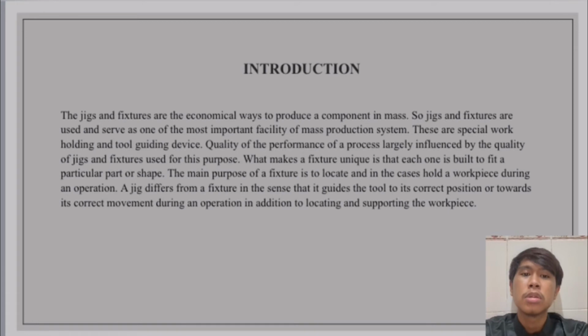What makes a fixture unique is that each one is built to fit a particular part or shape. The main purpose of a fixture is to locate and, in some cases, hold a workpiece during an operation. A jig differs from a fixture in the sense that it guides the tool to its correct position or towards its correct movement during an operation, in addition to locating and supporting the workpiece.